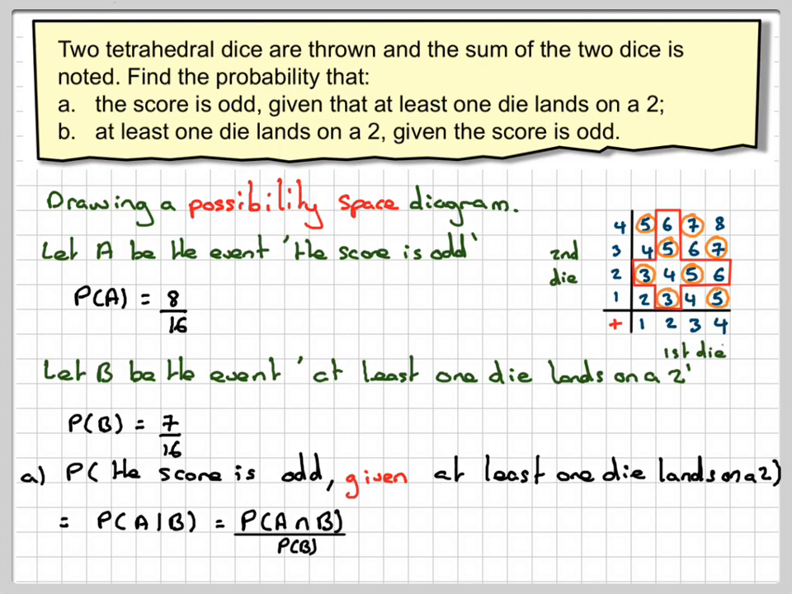So the probability of A and B is going to be 1, 2, 3, 4, because that's where both hold, that is the intersection. So it's going to be 4 out of 16, and the probability of B, that at least one die lands on a 2, is going to be 7 out of 16, because there's 7 that can land on a 2. Obviously the 16s cancel out, and we're left with 4 over 7.